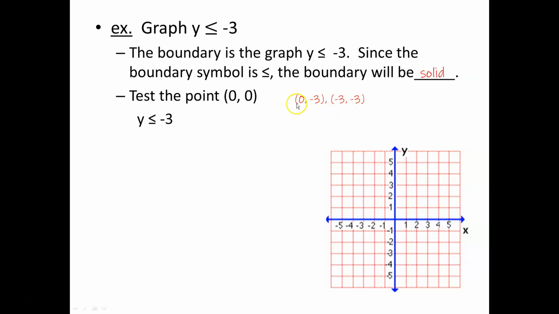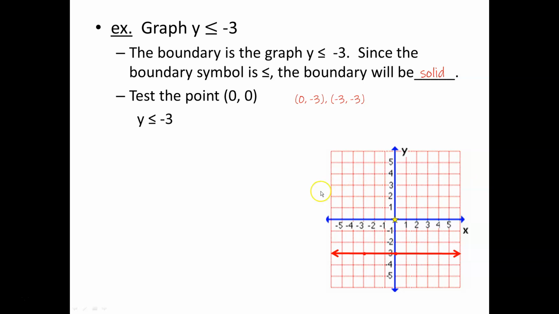Okay? So then we're going to plot. X is 0, y is -3. And then -3, -3, it's right there. Then we can connect the 2 points, and we have a horizontal line. So we have our line drawn. Step 1 is done.